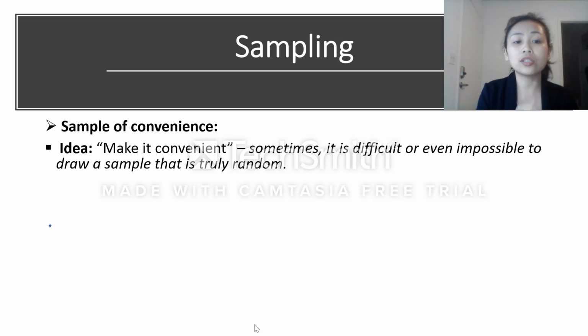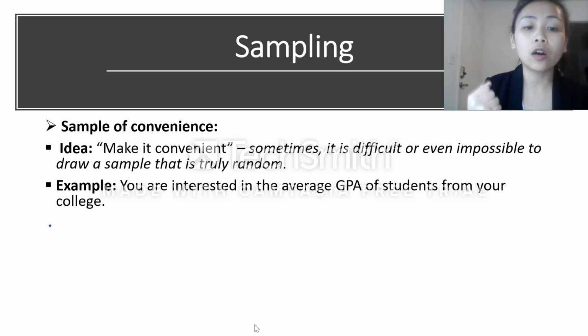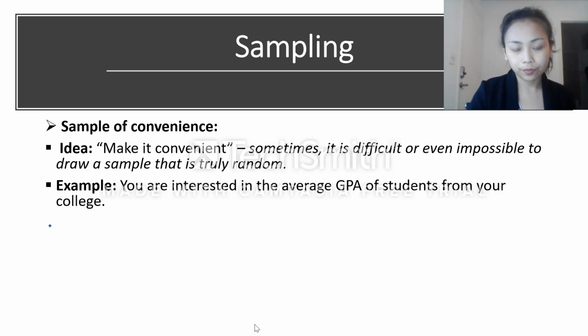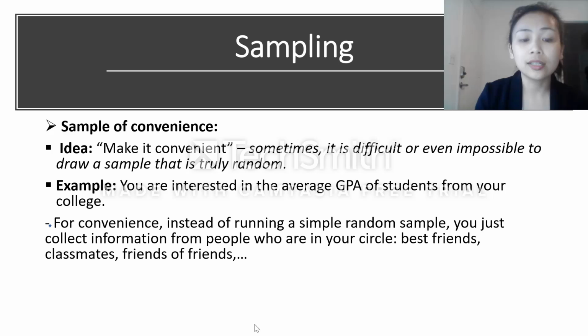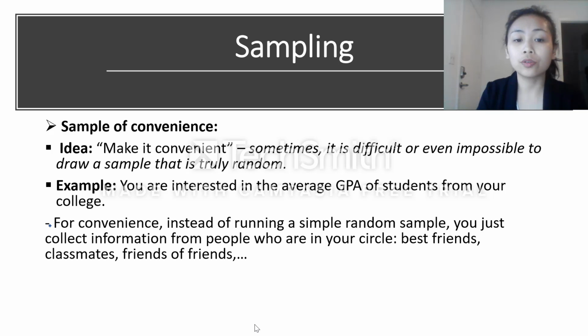The reason why we use this sample is that sometimes it's very difficult or even impossible to draw a sample that is truly random. Now let's look at an example. Suppose you are interested in the average GPA of students from your college. If you want to get a simple random sample, you have to use a computer to generate a list of, let's say, 100 students randomly from your college and then go and collect the GPA from these 100 students. But it's not easy for you to do that.